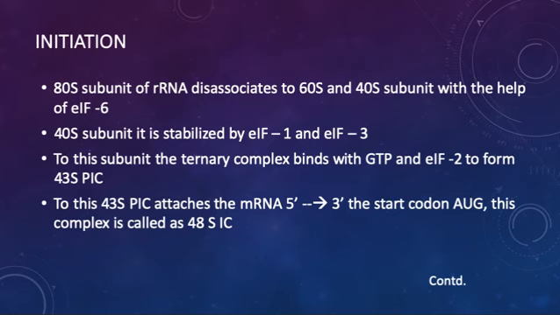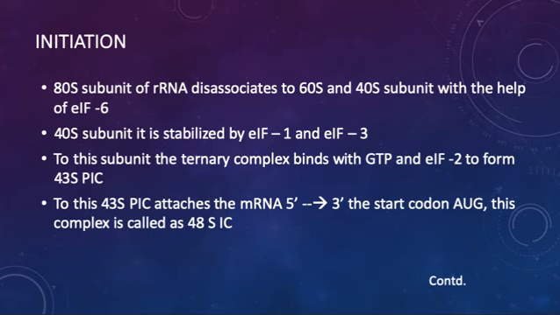Now the 40S subunit is stabilized by initiation factors 1 and 3. The ternary complex binds with the GTP and initiation factor 2, and also forms the 43S pre-initiation complex. Now the 43S pre-initiation complex attaches to the mRNA from the 5' end towards the 3' end, to the start codon AUG. This whole complex we call the 48S initiation complex.